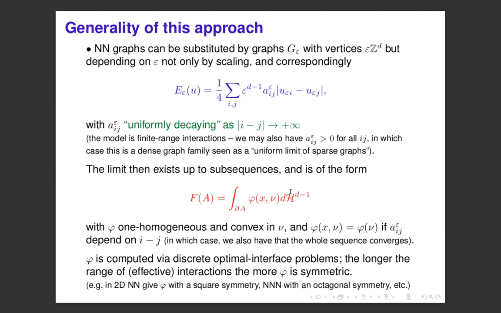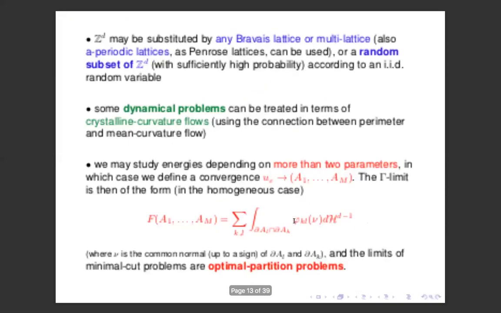And this can be used, for example, in image reconstruction, to have in the limit some isotropic energy, which is important in applications. For example, if you take the nearest neighbors in 2D, we have seen we have a square symmetry, but if you take next-to-nearest neighbors, we have an octagonal symmetry, and somehow you get more and more symmetric phi in the limit. But anyhow, you get some kind of perimeter in the limit.